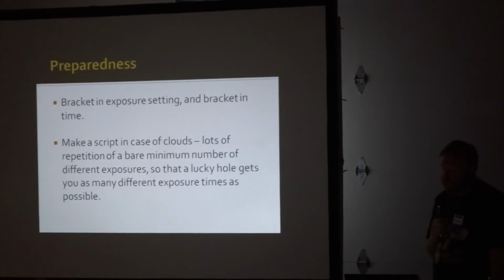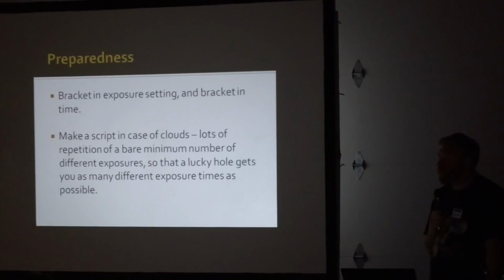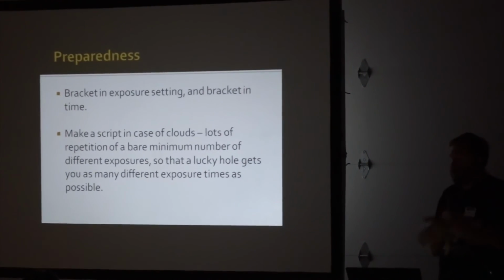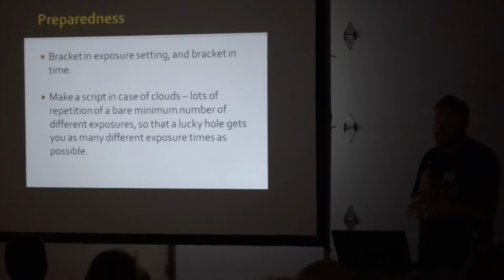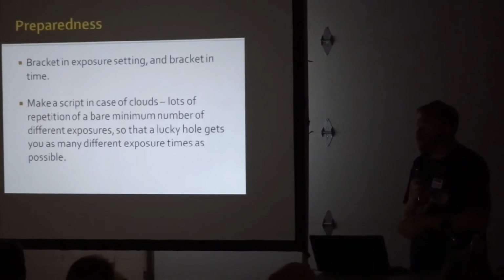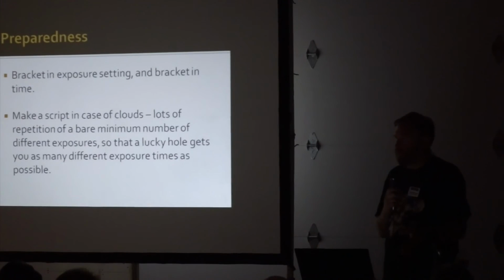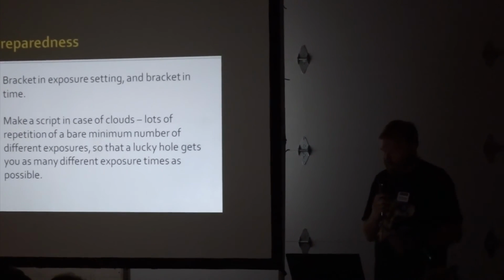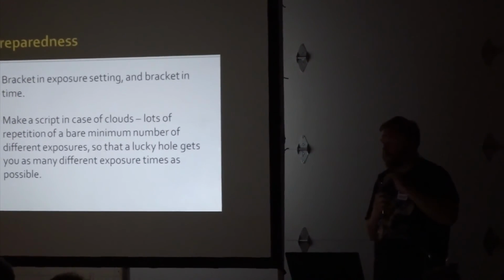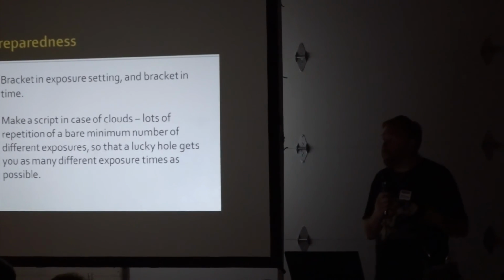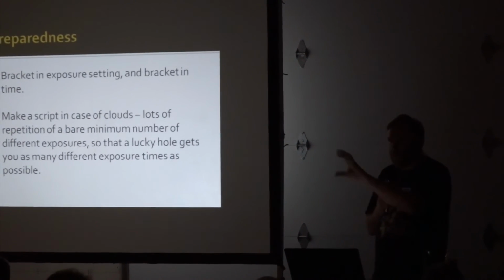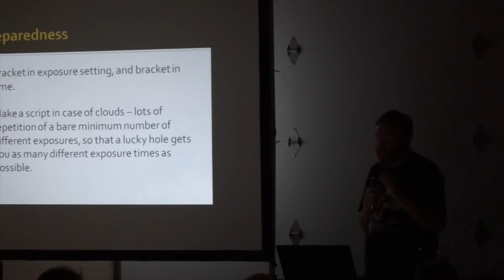Some other issues: bracket in exposure setting, bracket in time. What if you don't have the right time on your clock? We've had guys who had their computer clock set 2 seconds off, and that means a 2-second diamond ring sequence was missed entirely. Bracket in exposures: the corona will be a certain brightness. Well, it might also be dimmer if there's a high layer of clouds, or if it's low on the horizon. So you've got to cover the bases.